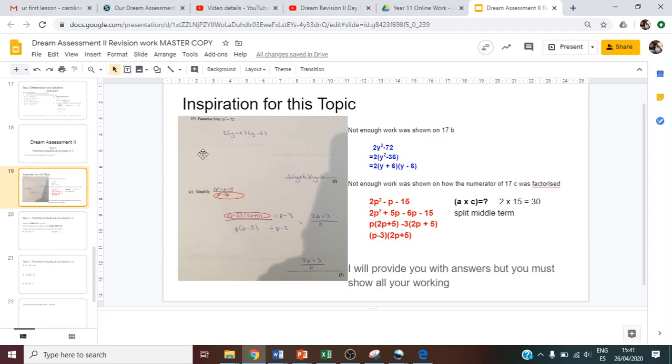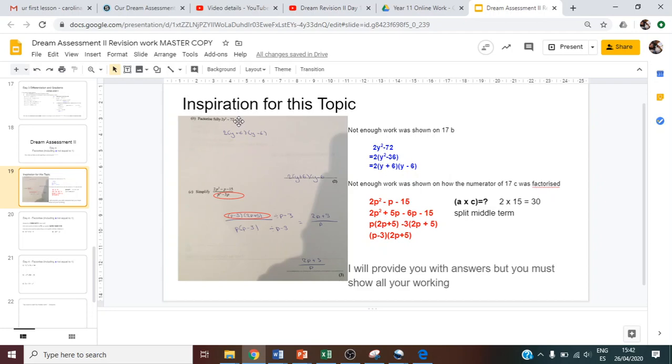Now, here, these are two questions where you're required to factorize. This first one says clearly factorize fully. And this person didn't really show any working, which makes me wonder if they somehow saw the answer and didn't know how to do the working for themselves. You need to show all your working, because I'm happy to give you the answers, but if you just have the answers and don't know how to get them, that's not going to help you when it comes to the exam. So here, I've done my working out to the side.